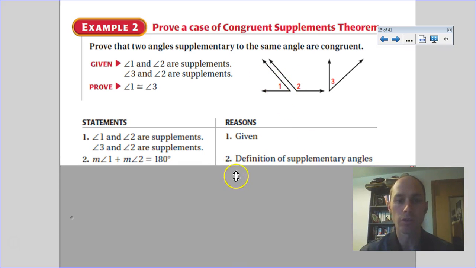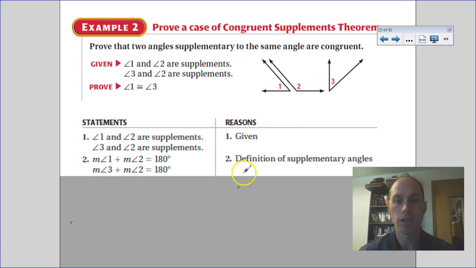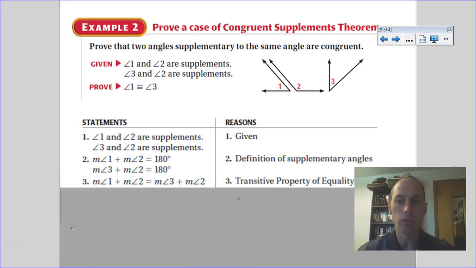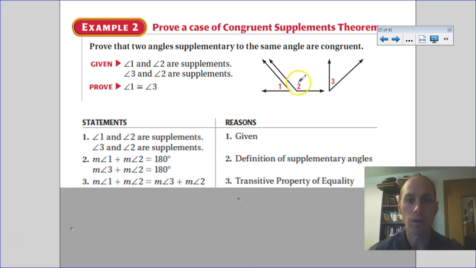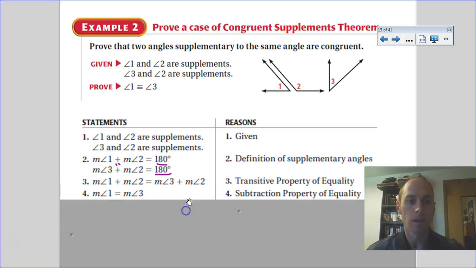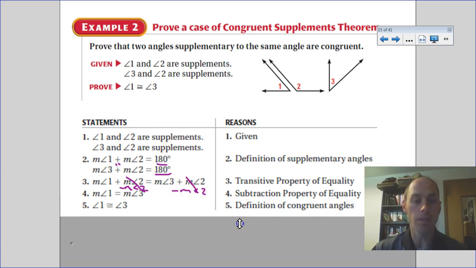So measure of 1 plus measure of 2 equals 180. Same thing, measure of 3 and 2 equal 180. So therefore, by the transitive property, I know 1 plus 2 equals 3 plus 2, because they both equal 180. So we can just set those equal to each other. And then by the subtraction property of equality, I can subtract the measure of angle 2 from both sides. And what am I left with? Measure of angle 1 equals measure of angle 3. And if the angles are equal, I know that they have to be congruent, because that's the definition of congruent angles. If their measures are equal, then the angles are congruent.